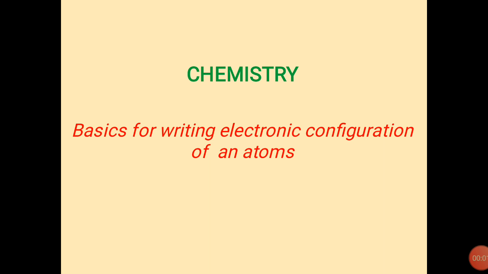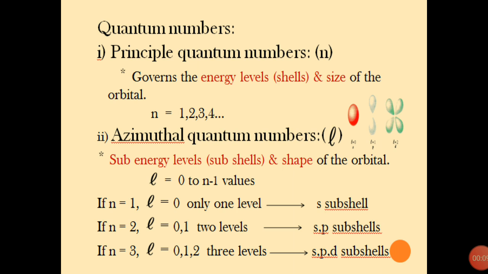Good morning to all. Today we are going to discuss some basics for writing the electronic configuration of atoms. For writing electronic configuration, we should know four main concepts, namely quantum numbers, the Aufbau principle, Hund's rule, and the Pauli exclusion principle. First we are going to discuss quantum numbers.